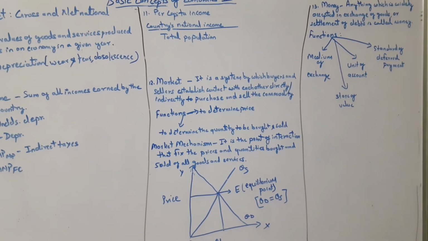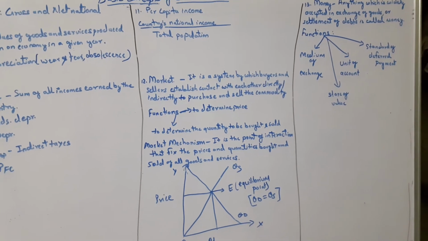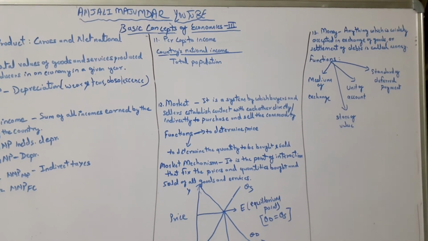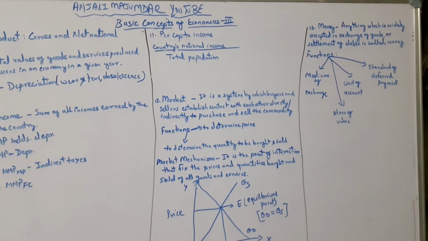Now what are the functions? So first is medium of exchange. Remember, money acts as a medium of exchange. With the money, you can purchase the commodity you require. Medium of exchange is important.